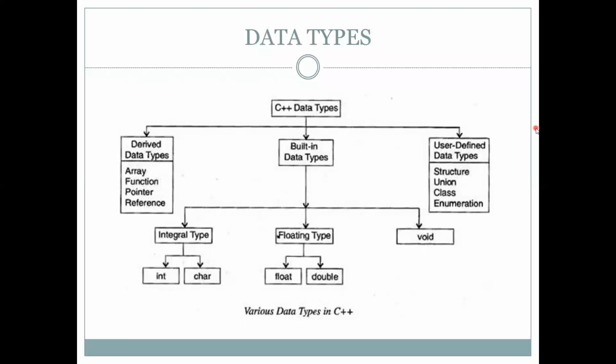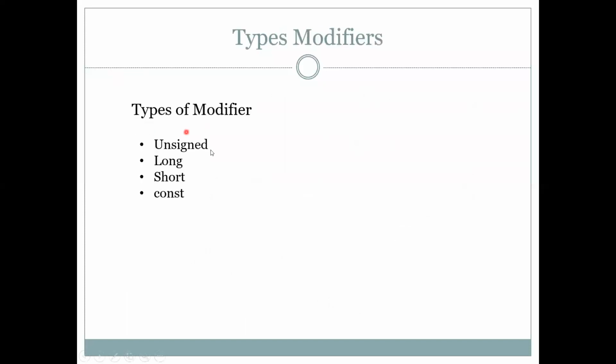Next is the types of modifiers. Okay, type modifiers means unsigned, long, short, and constant. So unsigned means it does not use the sign bit, means for the number system we use the plus and the minus sign, right? Unsigned means it does not use a sign bit. Okay, and long means may have twice as many bytes as a base type, and short means may have half as many bytes as a base type, and constant means its value does not change during the program execution.